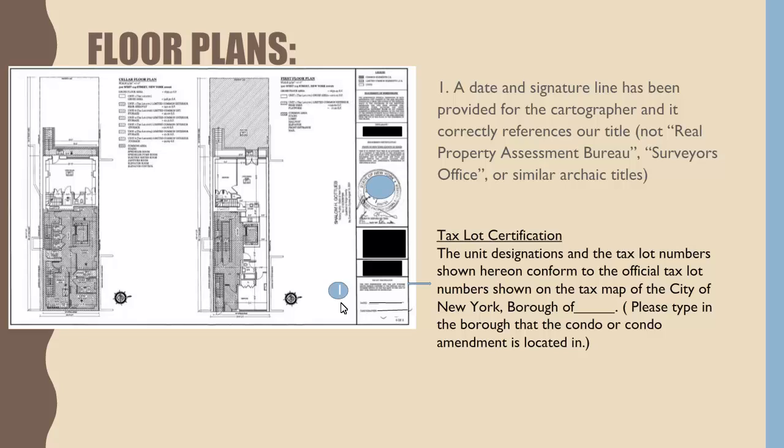Tax lot certification. The unit designations and the tax lot numbers shown here conform to the official tax lot numbers shown on the tax map of the City of New York. The borough name will follow, which will need to be filled in. Remember, please type in the borough that the condo or condo amendment is located in.